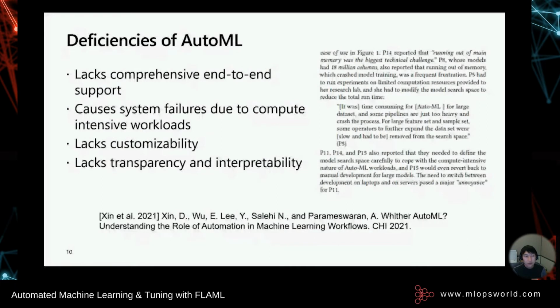On the negative side, there are multiple complaints. Some are about software usability, such as extensibility, customizability, transparency, and comprehensive support. And some complaints about performance. One common performance complaint of existing AutoML tools is they often consume large computational resources, especially for large-scale training data. That causes system failures, meaning the system is not able to return a usable model.